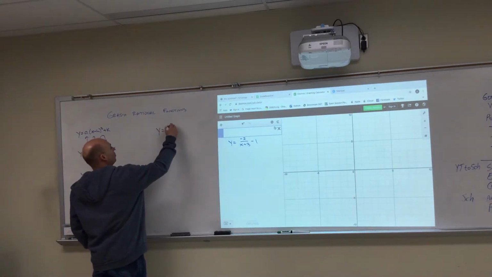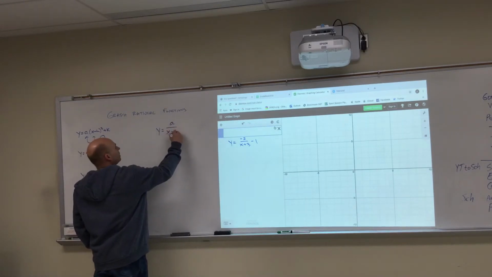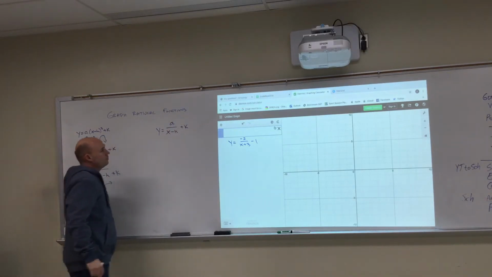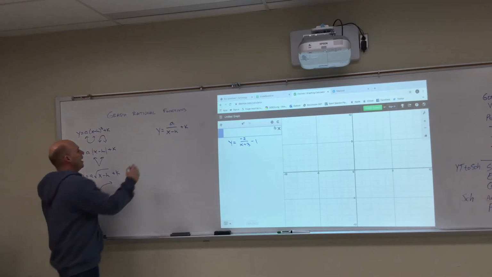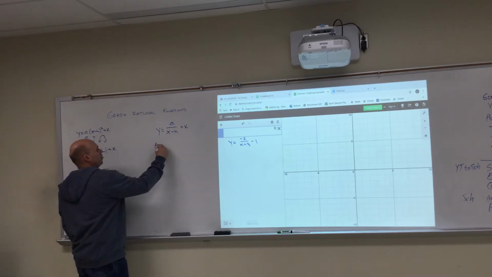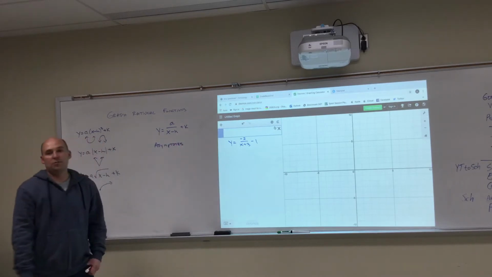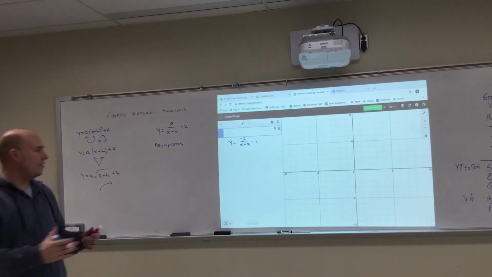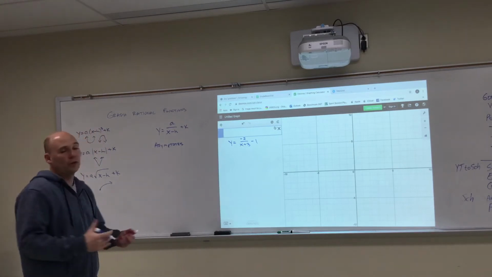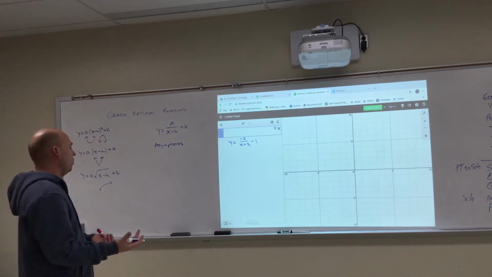So y is equal to a over x minus h, plus k, where h and k are your asymptotes. Now, asymptotes is spelled here, just so you know I'm not saying a bad word. And that's what asymptotes looks like. All right, asymptotes are basically barriers, invisible barriers where your graph cannot cross. That's basically what it comes down to.